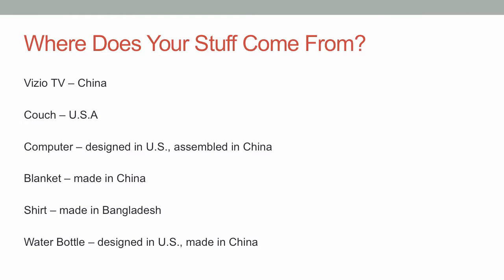For example, I went through mine. I have a Vizio TV that was made in China. I have a couch that was made in the USA. I have a computer that was designed in the US but assembled in China. I have a blanket that was made in China, a shirt that was made in Bangladesh, and a water bottle that again was designed in the US and made in China. You can kind of see China is a powerhouse in terms of building stuff, creating stuff. A lot of stuff we import from China.